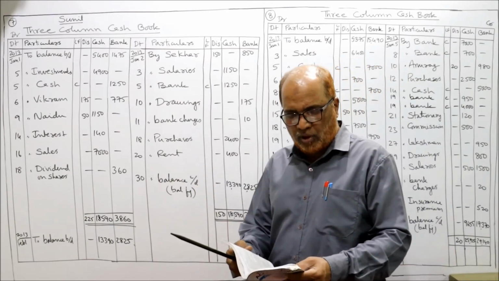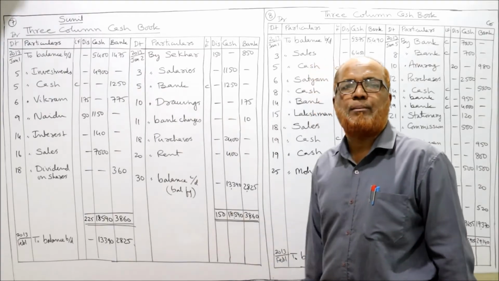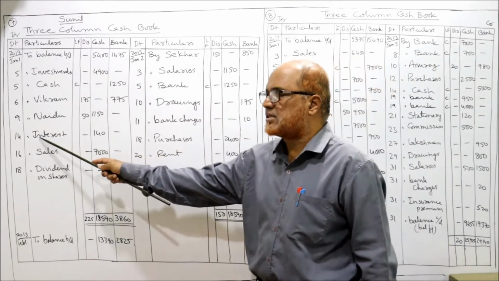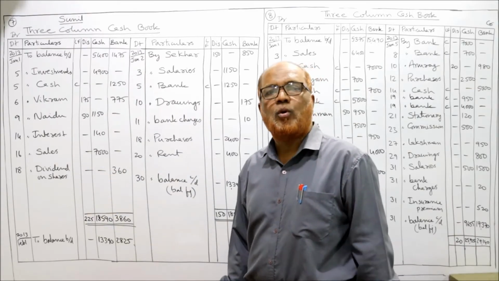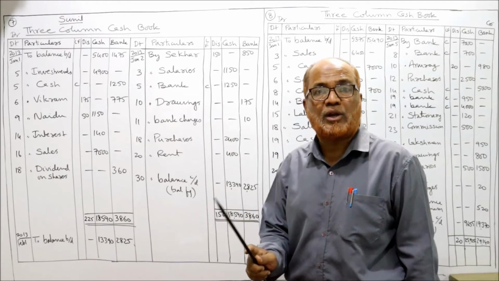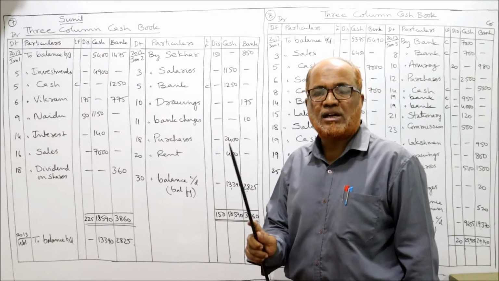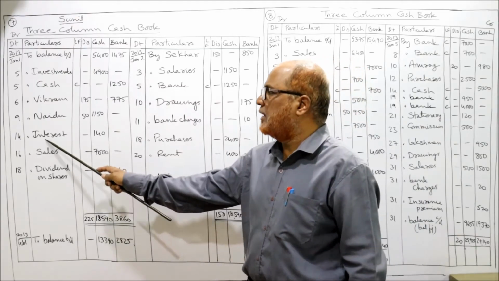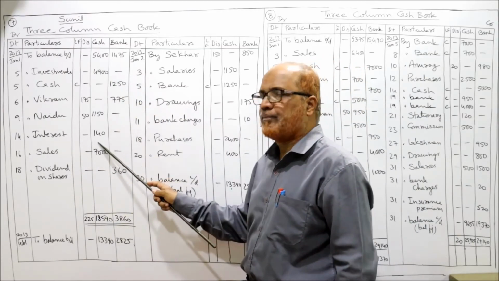14th, interest received from Manohar. When we receive, debit side to interest. We are not concerned from whom we have received. Simply we should write to interest. Don't write to Manohar. We are not concerned with the name of the person. What we have received, that is important. So to interest 140 rupees cash column.